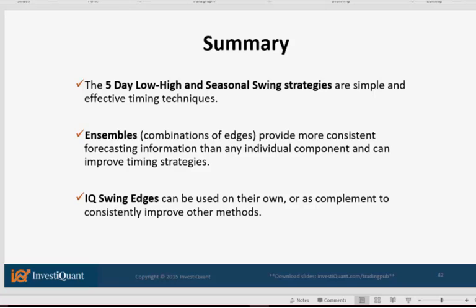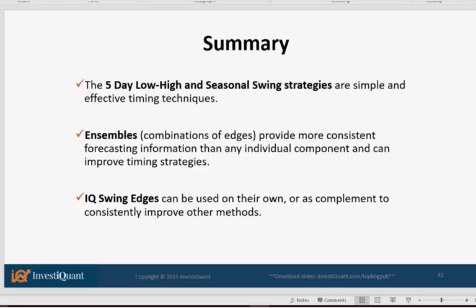So in summary, I showed a few different systems here. The 5-day low-high system, which you can take and use on your own or incorporate with other data you have. The seasonal swing strategy, which can be used as a strategy on its own or, again, incorporated with other data, including IQ data. But they're both pretty nice little timing techniques.